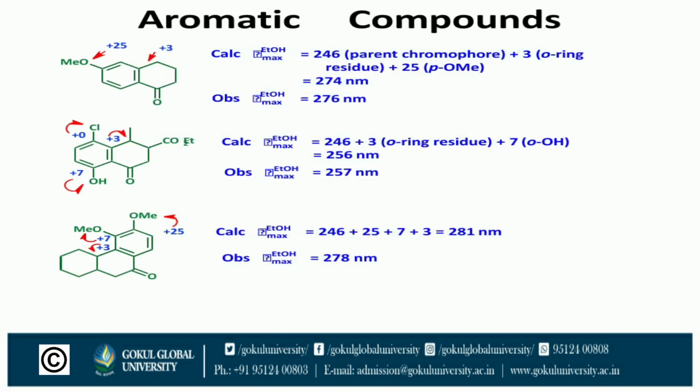Here is an aromatic compound given. The methyl group is connected here. Then the 246 nanometer parent chromophore value, 2 ortho ring residues, and the plus 25 para methoxy group present here. Then the total value is 274 nanometer and the observed value is 276 nanometer.